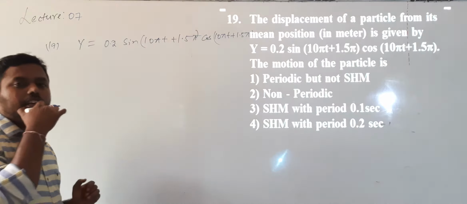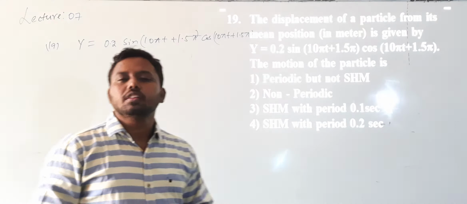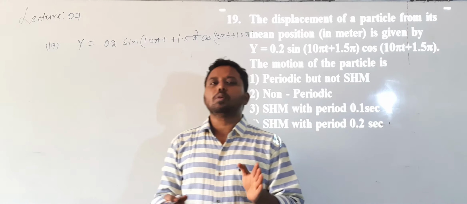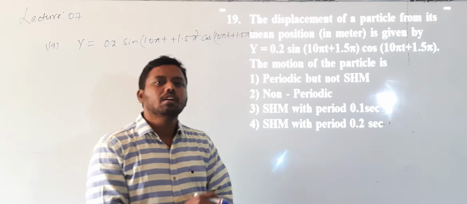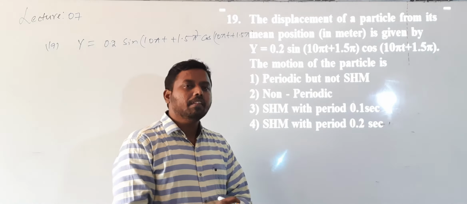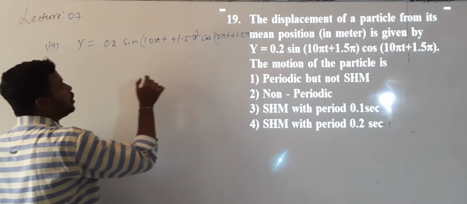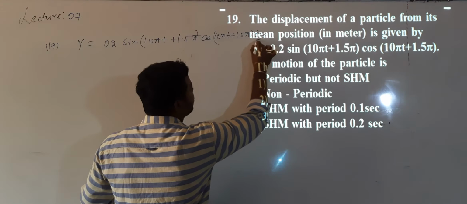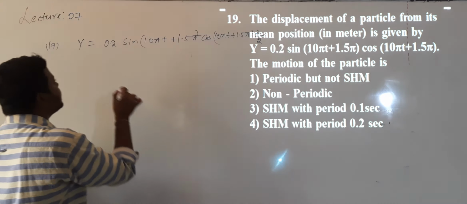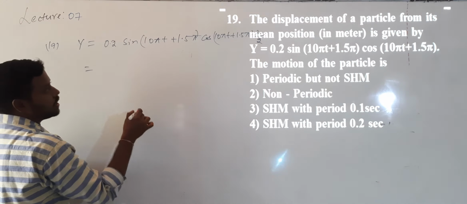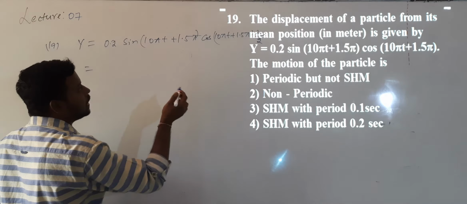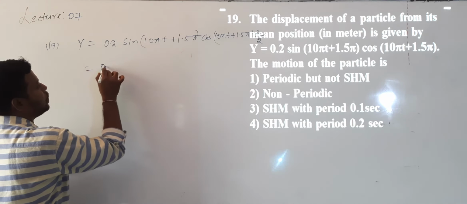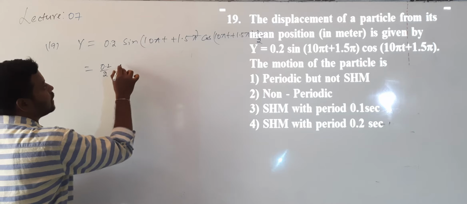So you know that a simple harmonic motion can be represented by a harmonic function. A harmonic function may be a sine function or a cos function. Now, can I multiply the numerator and denominator with 2? I multiply the numerator and denominator with 2, then what will I get? 0.2 by 2.